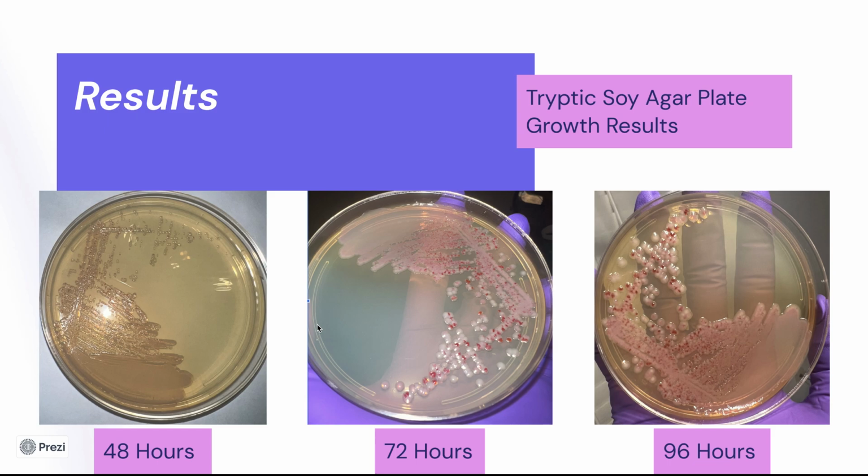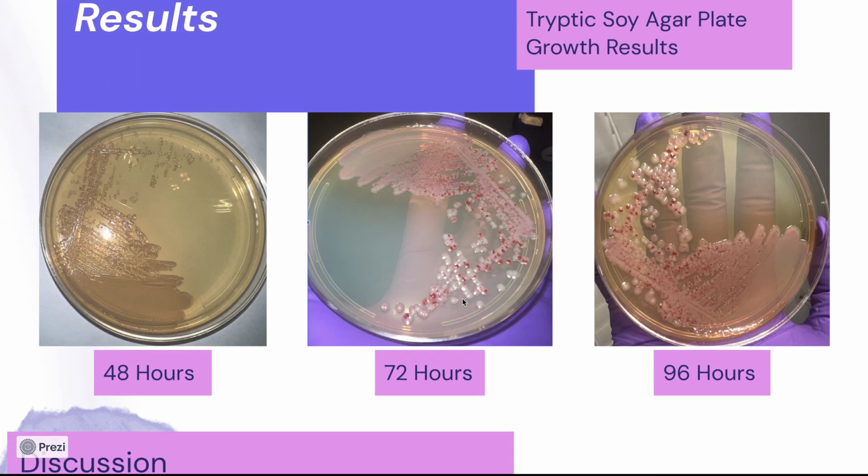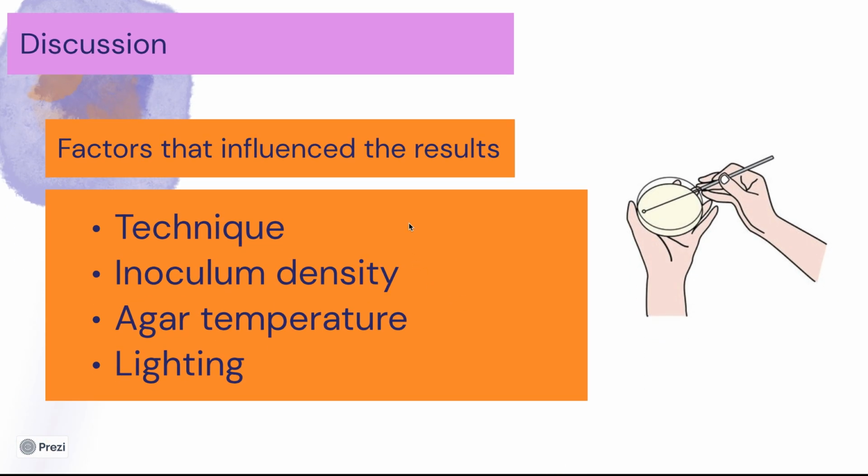So that's going to be kind of the results from this lab, but going forward, I'd like to talk about factors that influence these results. When looking at my results from the lab, I believe there should have been a better distribution of growth among the 4 quadrants than I ended up with during my experiment. There are a few factors that could have impacted this and in general can impact isolation techniques. This would basically be your technique, your inoculum density, agar temperature, and lighting.